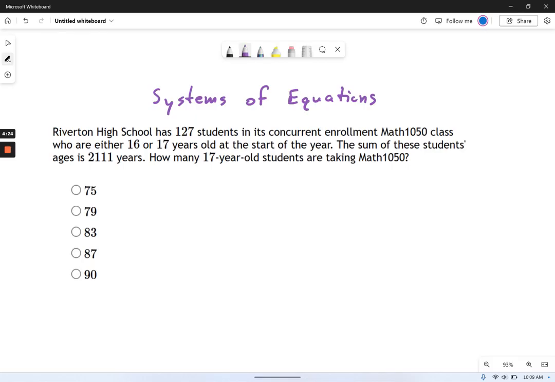I'm going to say this. X equals the number of 16-year-olds, and Y equals the number of 17-year-olds. It's very helpful to set a variable like this at the beginning so you can write true algebra equations. I'll give you the example, the first one.